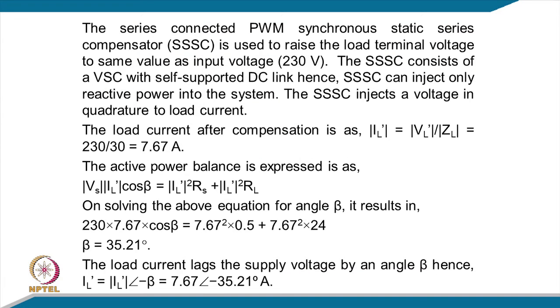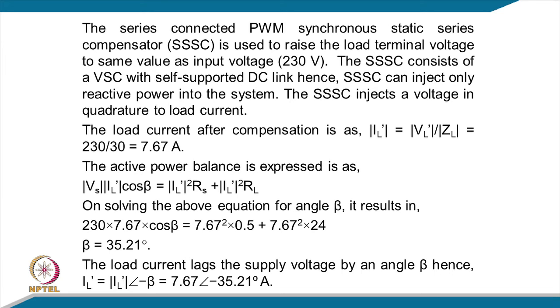So, we want to use a series connected synchronous static compensator to raise the load terminal voltage to the same as the input voltage of 230. The SSSC consists of a VSC with self supporting DC link, hence the SSSC can inject only reactive power into the system, and it injects the voltage in quadrature with the load current. So, we have a load current after compensation, because the voltage is maintained at rated, and this is the load impedance. So, it comes to 7.67, and we can find out the active power now.